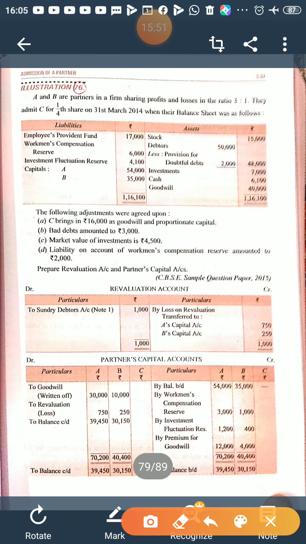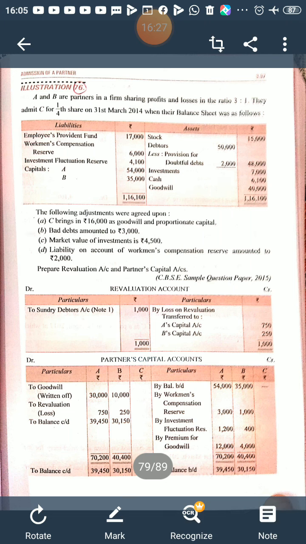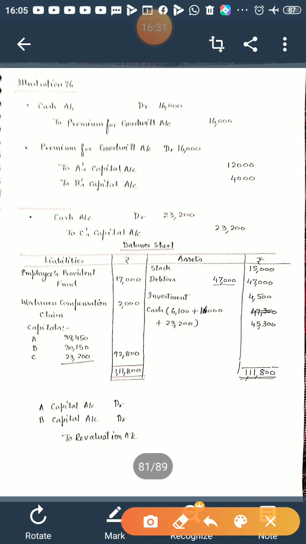Now next is about debtors. Debtors has been given 50,000 and provision for doubtful debt is 2,000. And there is an adjustment: bad debts amounted to rupees 3,000. So debtors is decreased by 3,000, and this loss due to bad debt can be recovered by using this provision. We are having a provision of only 2,000, so 1,000 will become the actual loss. I will show you through the journal entry.